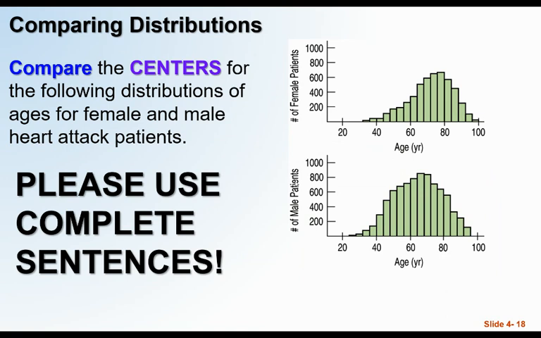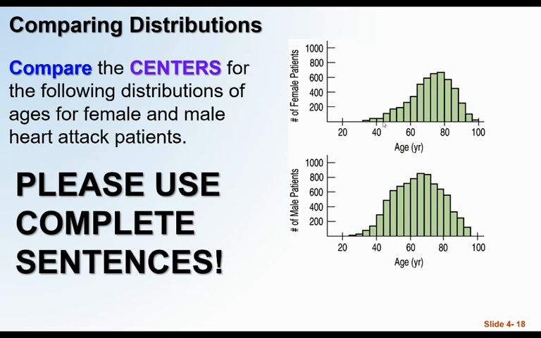Okay, comparing distributions. Now, this is really, really important. You may have two different distributions, and the prompt, instead of saying describe the distribution, is going to be compare the distributions. And when you compare distributions, you have to use comparative language. We're looking for language like higher than, lower than, similar to. We want to compare them.